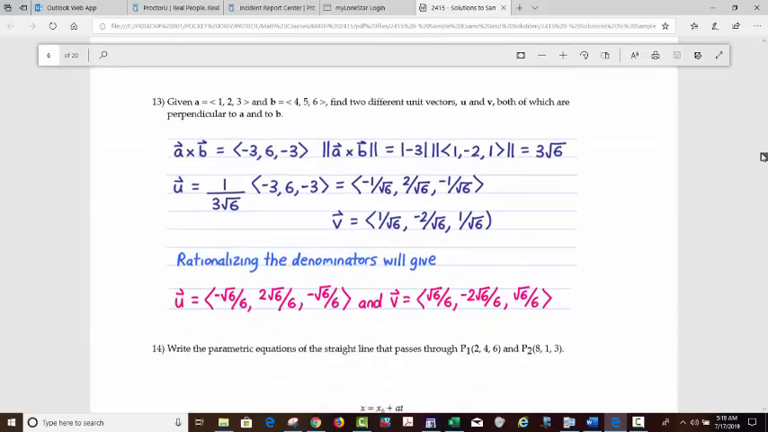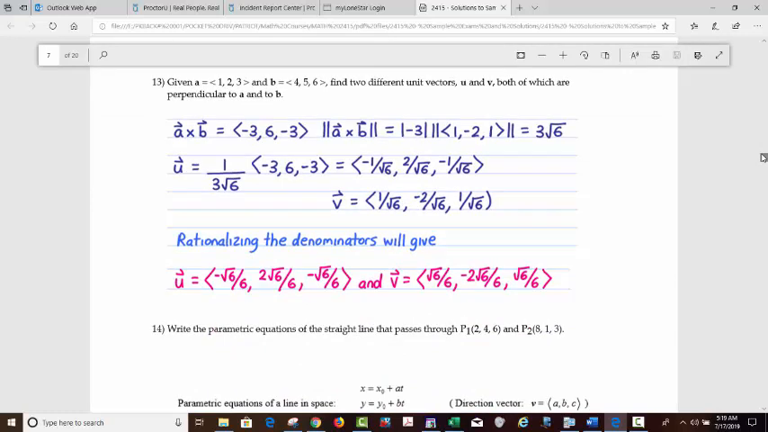Let's come down here. We have two vectors, 1, 2, 3, and 4, 5, 6. We're going to find two different unit vectors, U and V, which are perpendicular to both A and B.